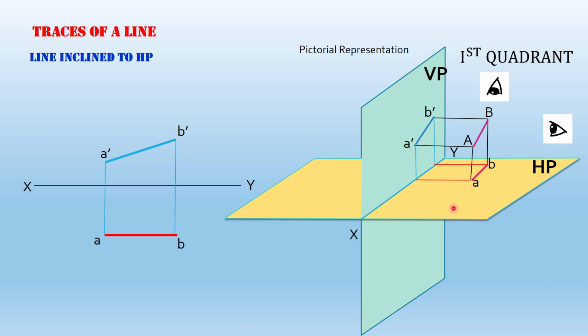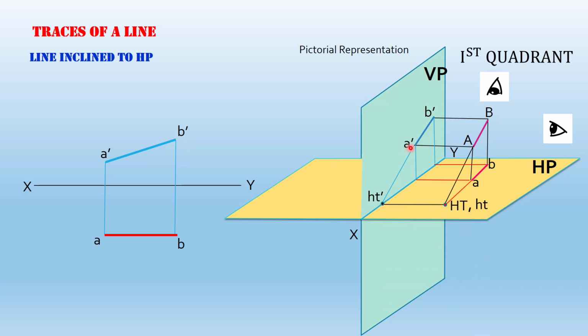So when you extend the original line AB, you can see that the line meets the horizontal plane at a point which is known as the horizontal trace, and that is denoted by capital HT. Now when you look from the front, you will get the elevation of this trace, which will be obtained on the XY line, and that is denoted by HT dash. Similarly, when you look from the top, the plan of the trace will be obtained at this point itself, so that will be denoted by small ht.